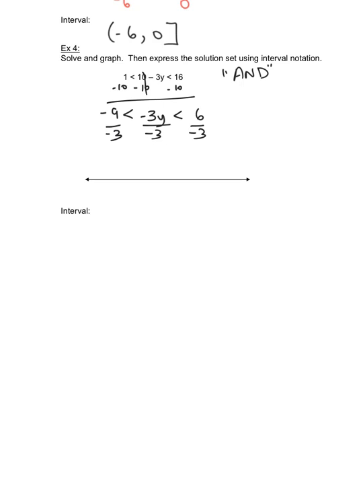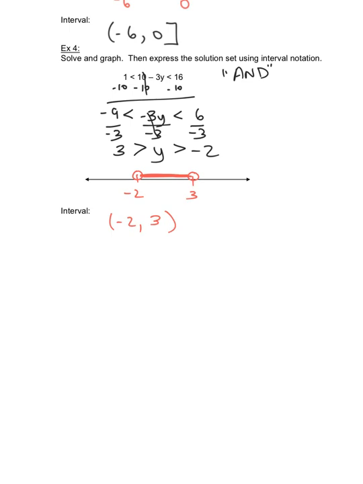Now the same rules apply. When you divide by a negative, you have to switch your inequality symbol. So this becomes y is less than 3 and greater than -2. So on a number line, here's -2, here's +3. Y is less than 3 and greater than -2. So you're in the middle between those two numbers. Interval notation is from -2 to +3, not including either of those endpoints, so parentheses on both.